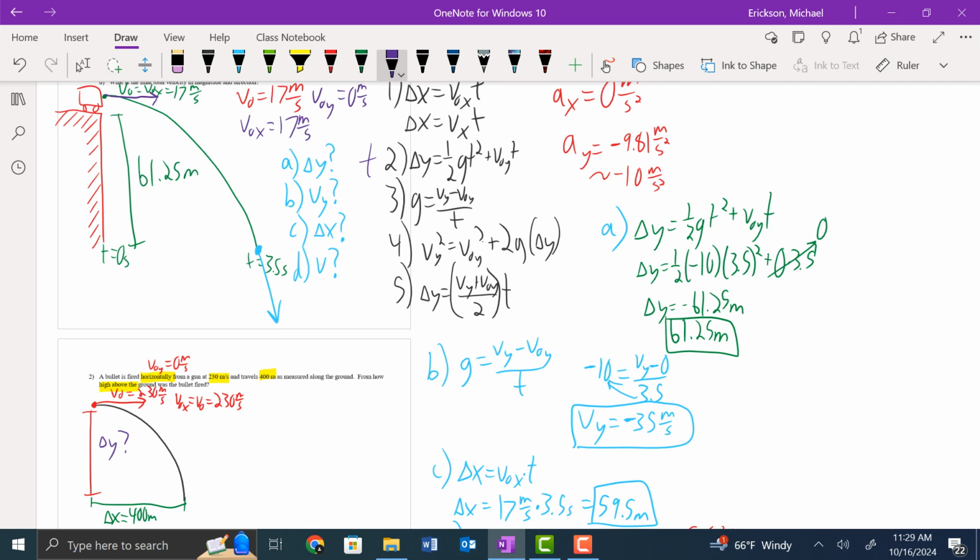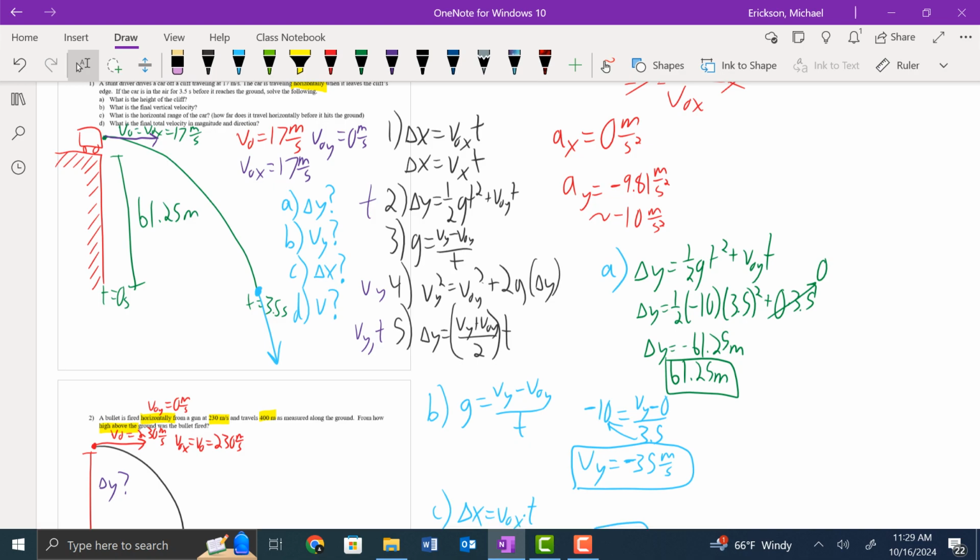This equation does have delta Y. This one has delta Y, but I need Vy. And then this one needs Vy and t. So I'm kind of stuck here. It's not looking like I have any way to solve it. I basically need to see if I can solve for Vy or t outside of this. Well, I only have 2 other equations to go to.